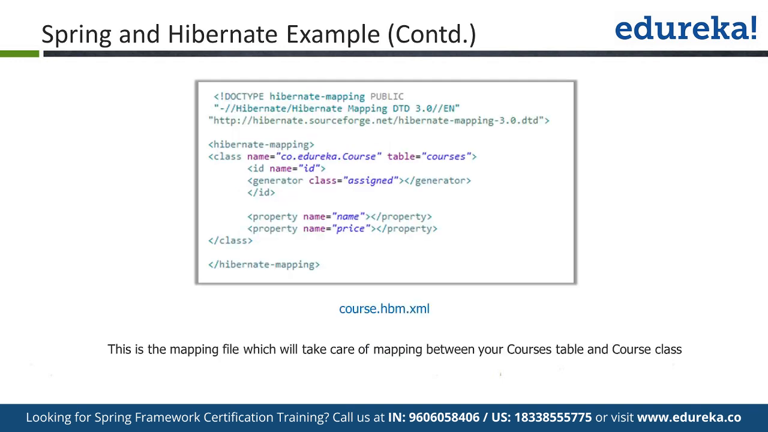Then we should have one XML mapping file for Hibernate. It's known as course.hbm.xml, which maps your POJO and your table. Here the POJO is Course and the table is courses, and you provide the column names and attributes of the course here. And this is the main configuration where we inject the data source object into the session factory of the Spring Hibernate API and provide the mapping resources, which can have one or many mapping resources.